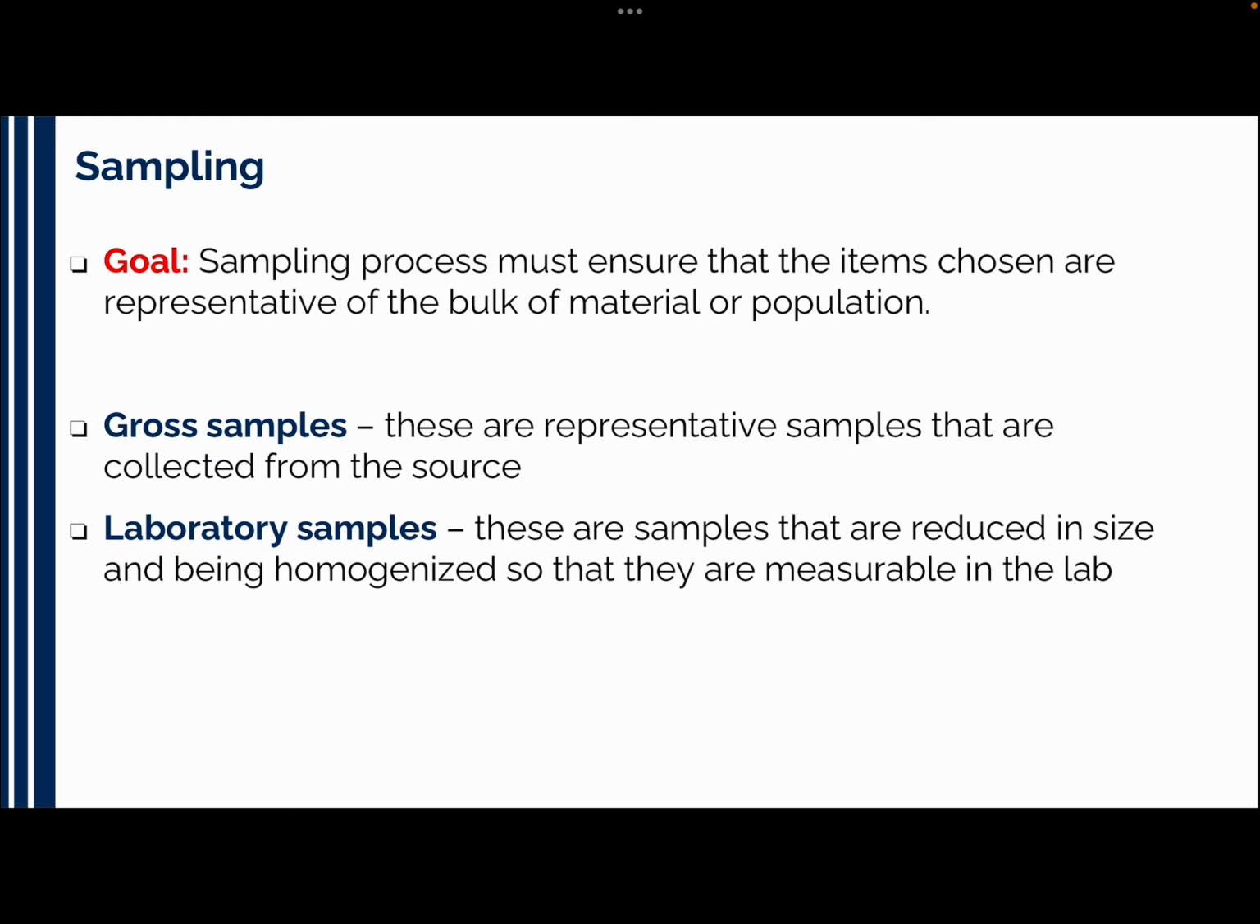And then we have gross sample. So these are the representative sample that are collected from the source. So katong tanan ninyo nga na-collect nga mga sample from your sampling site, tawag na to sila og gross sample. And then we have the laboratory sample. So these are samples that are reduced in size and being homogenized so that they are measurable in the lab. So katong gross sample ninyo nga gi-collect sa inyong sampling site, if ato nang ma-process sa lab, ato nang na-reduce ang iyahang size or ato na siyang na-homogenize, so we can say na that specific sample is for laboratory samples.